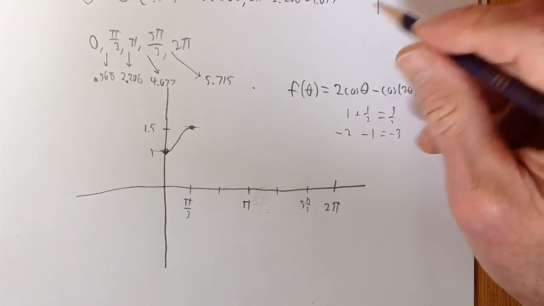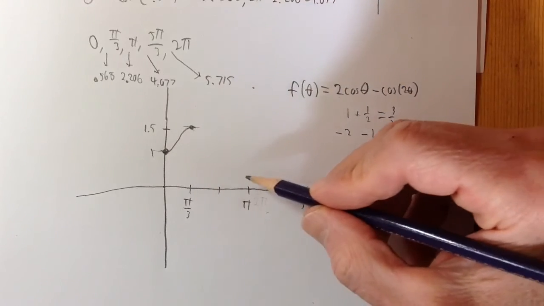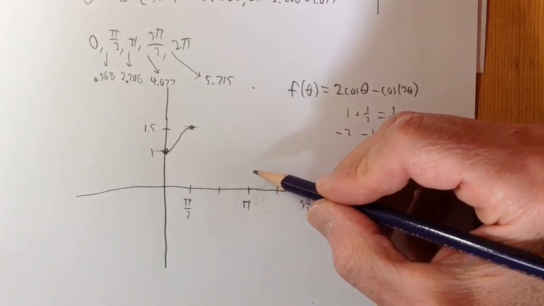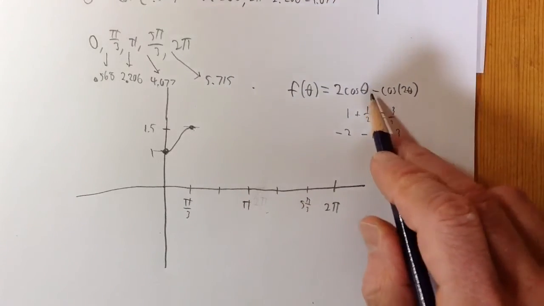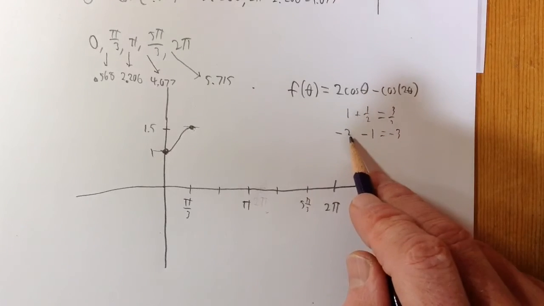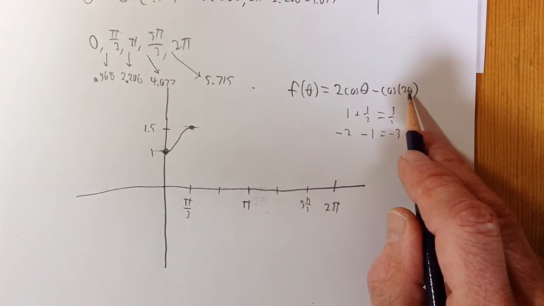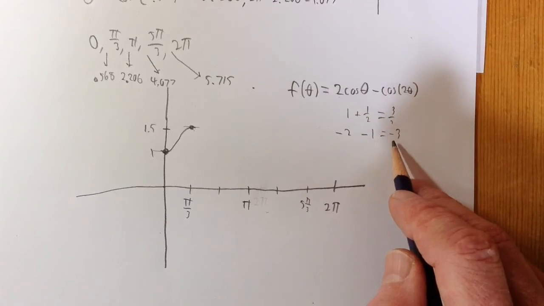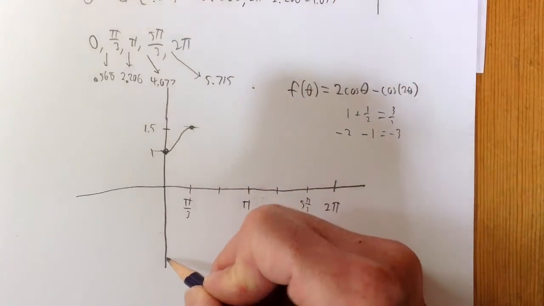Let's see. So we had a minimum, maximum, and that means, should I do something wrong here? See, cosine of pi is negative 1, so it's negative 2, minus cosine of 2 pi, which is 1. So negative 2 minus 1 is negative 3.